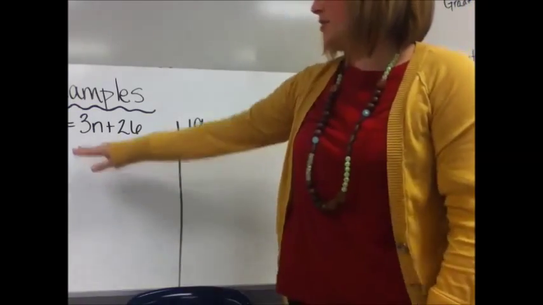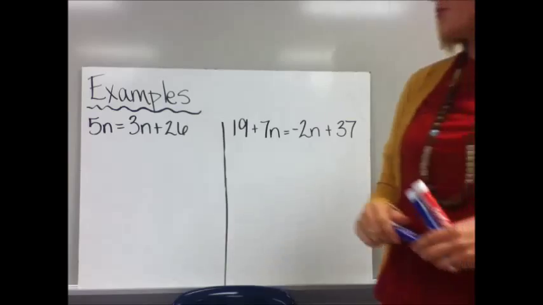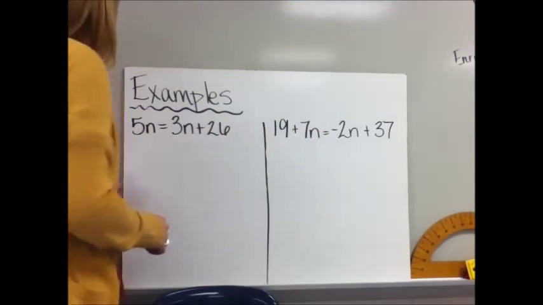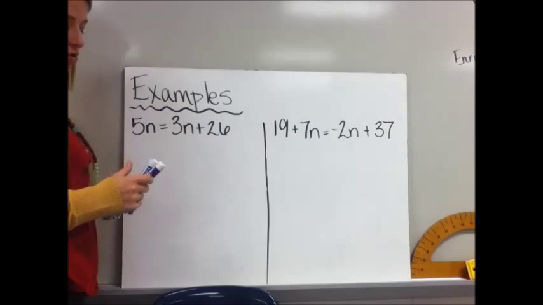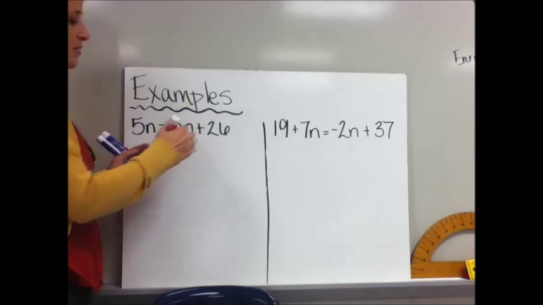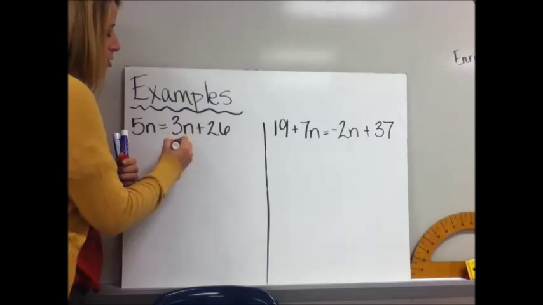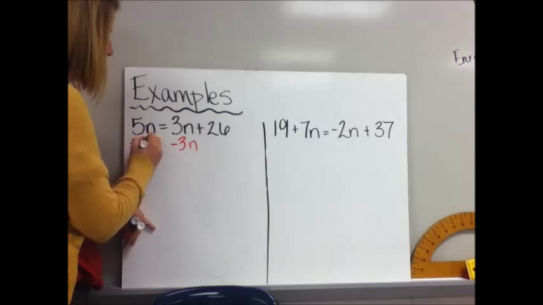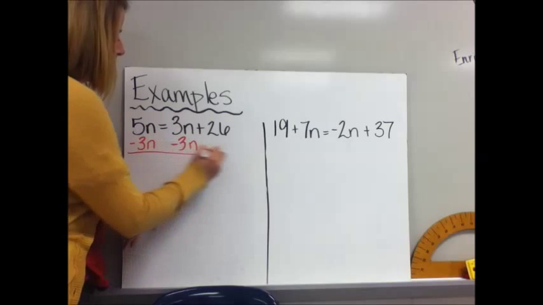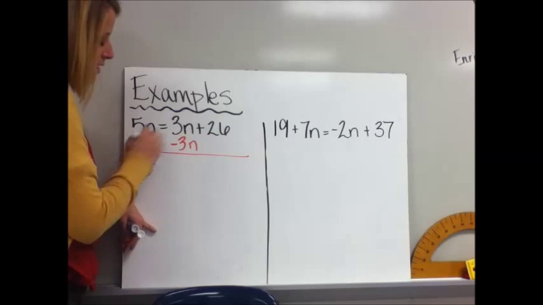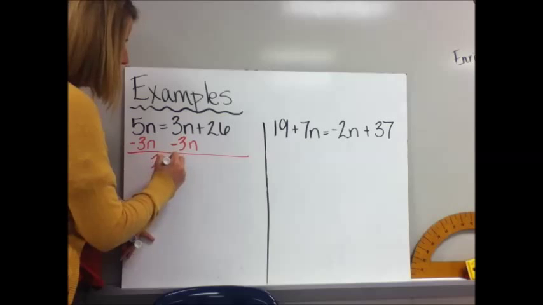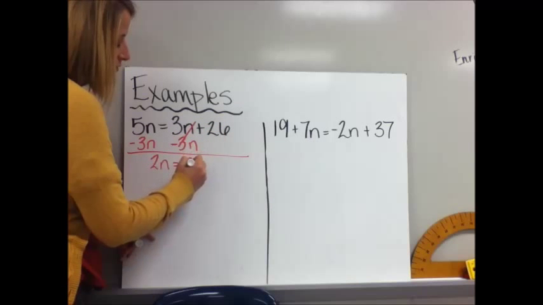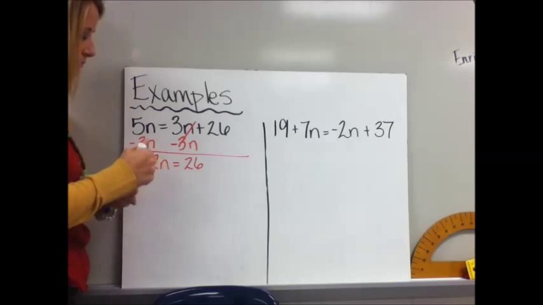Some guided examples. 5n equals 3n plus 26. If we use our strategy and move the lesser coefficient, that means I'm going to move 3n. I'm going to move it by subtracting 3n. That's the inverse of positive 3n. 5n minus 3n is 2n. These cancel, and then I bring down a positive 26.